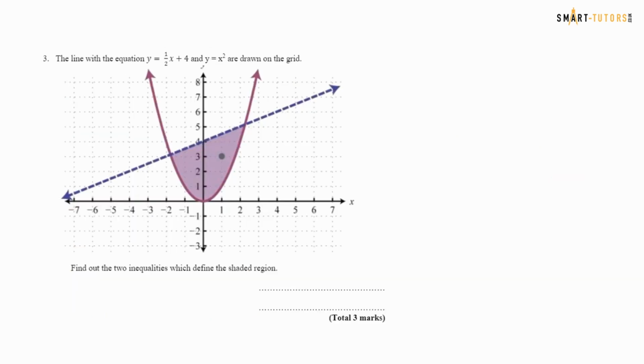Question number 3. The line's equation is y equals half x plus 4, and this is a quadratic graph y equals x squared. They are asking to find the two inequalities which define the shaded region. The shaded region is below the line. We agree with that, right? The shaded region is below the line y equals half x plus 4, and it's drawn with a dotted line, so don't put the equal sign.